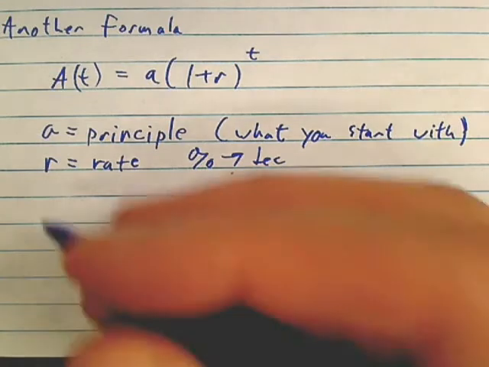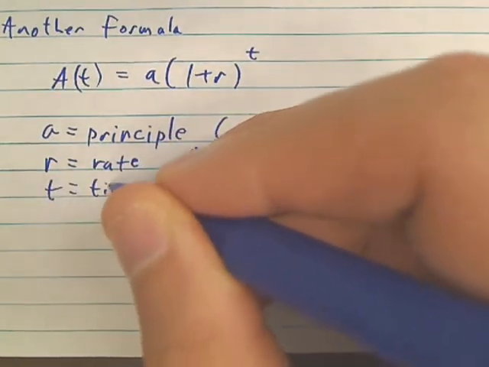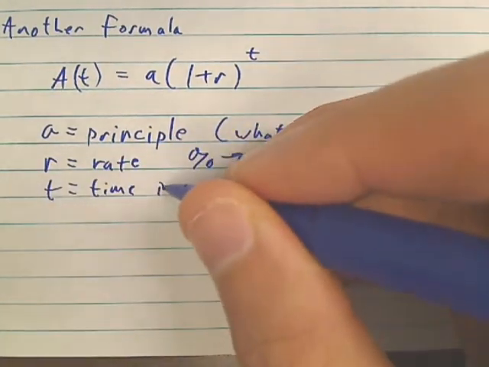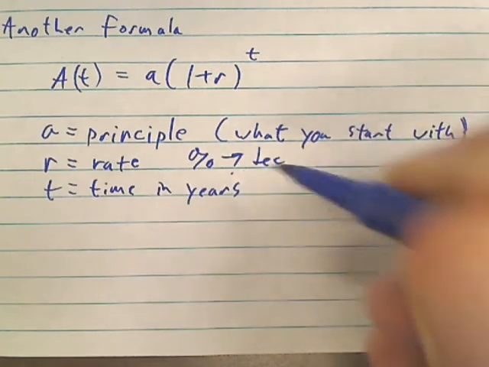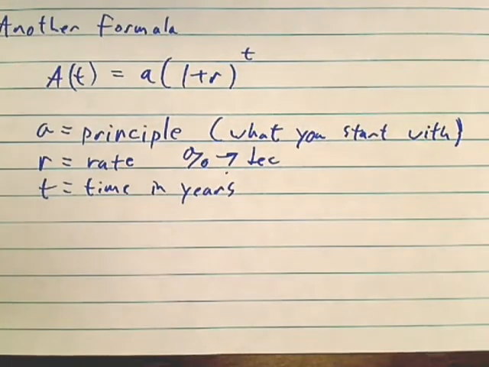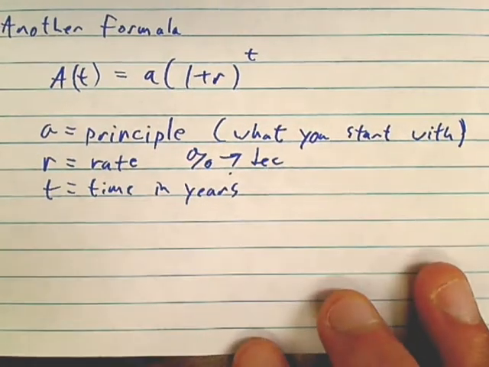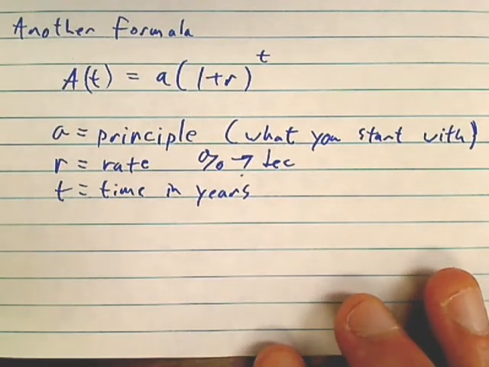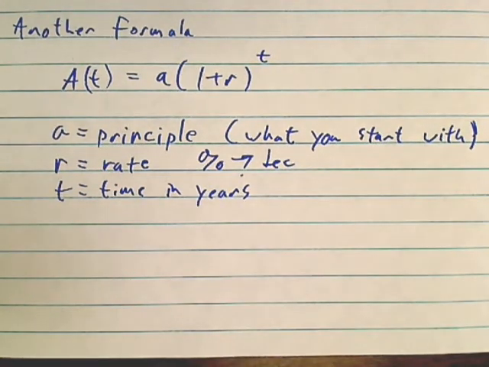Okay, last one, t: time. This will be in years, because percentage rates are always given in years. And if something is compounded monthly, we have to do something a little differently, but that's generally it. And those are your notes for section 7.1, exponential growth.